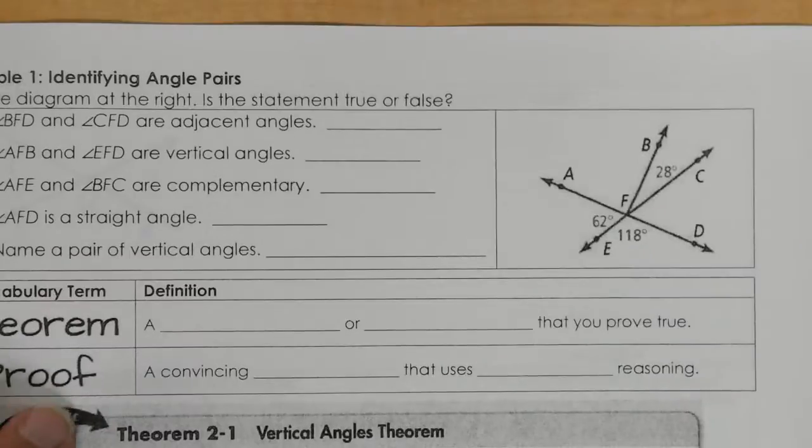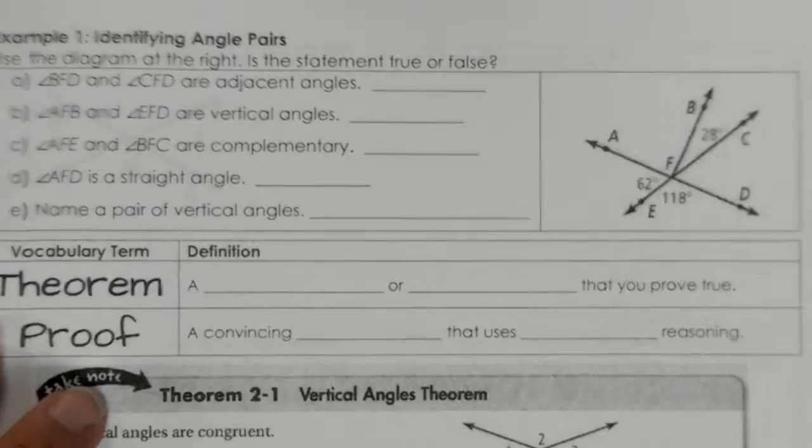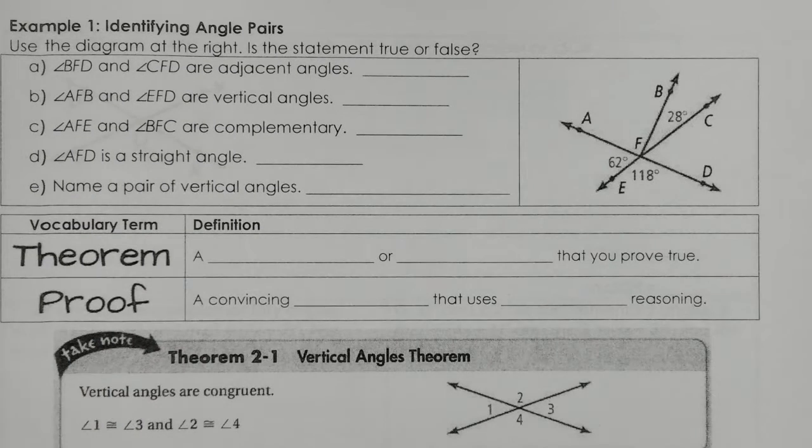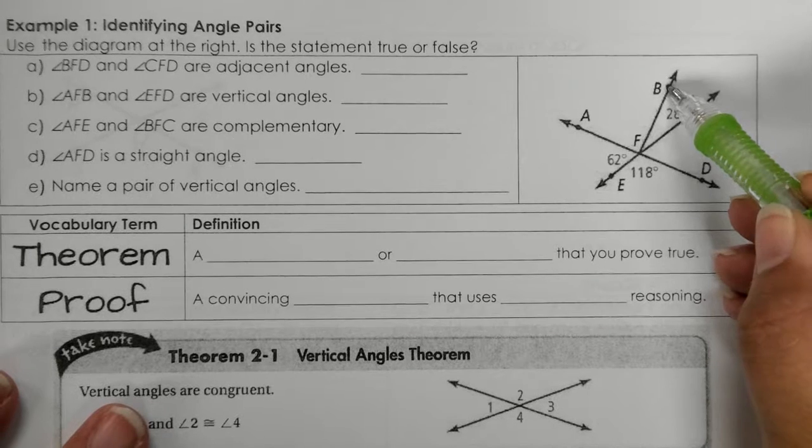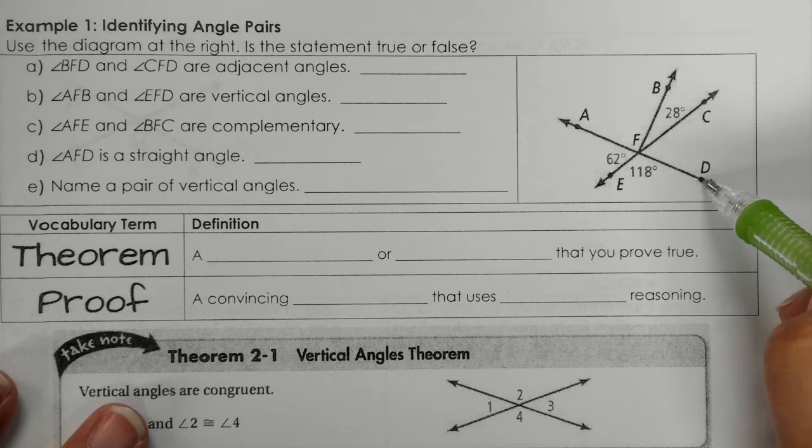All right, now example 1 is like a true-false statement. So using the diagram to the right, is the statement true or false? Angle BFD and CFD are adjacent angles.